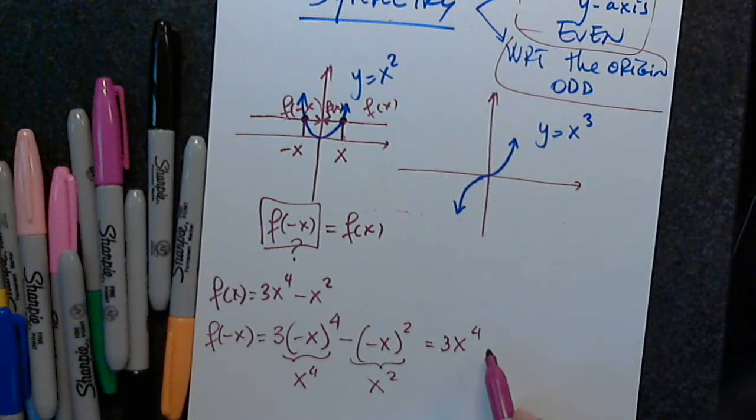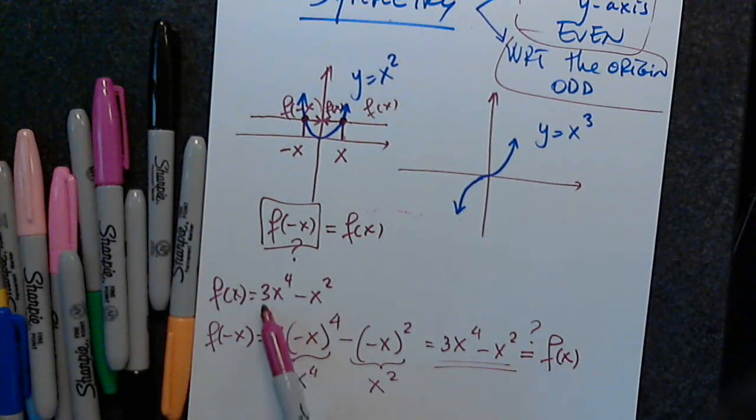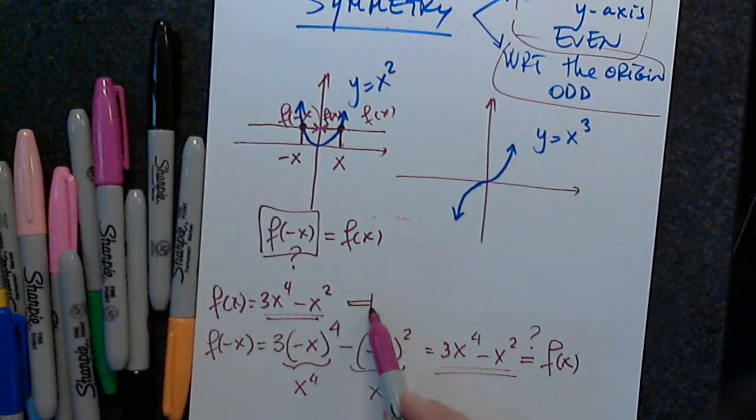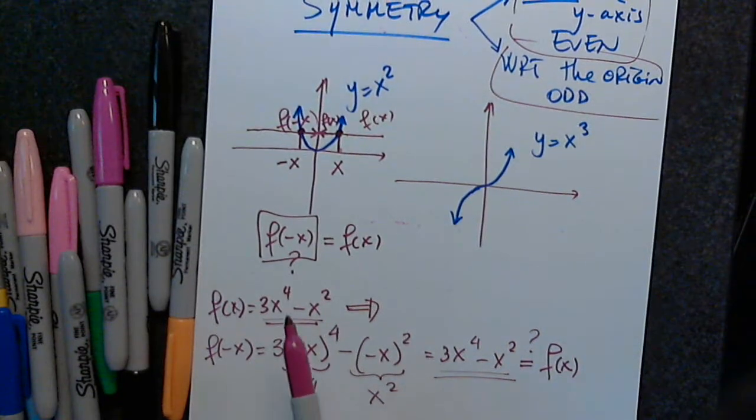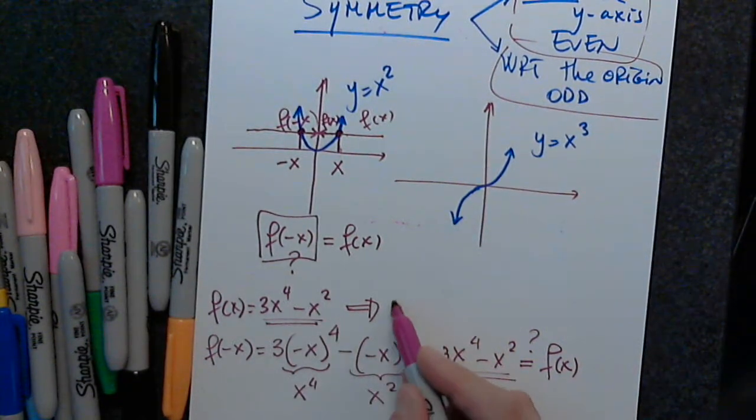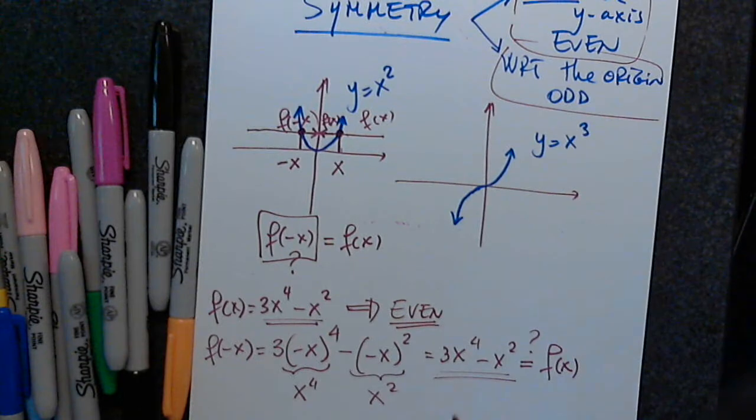Very good. X to the 4th. Now the question is, does this equal f, the original function? Was this the original function? After replacing x by negative x, did we get the original function back? What do we conclude about this function? Is this function symmetric or not? Symmetric with respect to the y-axis, which means it's an even function. Is this clear? Yes, ma'am.